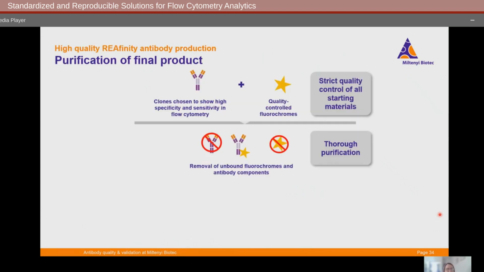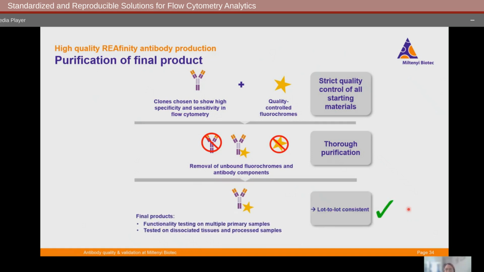I also wanted to show the level of quality that we go through for our antibody production process. Here's an outline of that purification process. First, we have really strict quality control of our starting materials for both the antibody and the fluorochrome that we've chosen to do conjugation for. So they're conjugated, and then at that stage, we do a very thorough purification process to get rid of unbound fluorochromes and any excess antibody components. This really helps to ensure that we have a highly pure, highly consistent product.